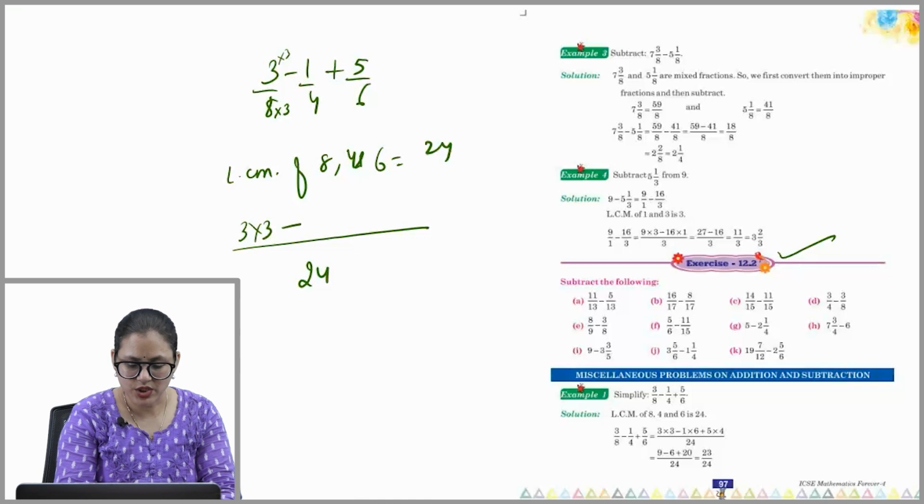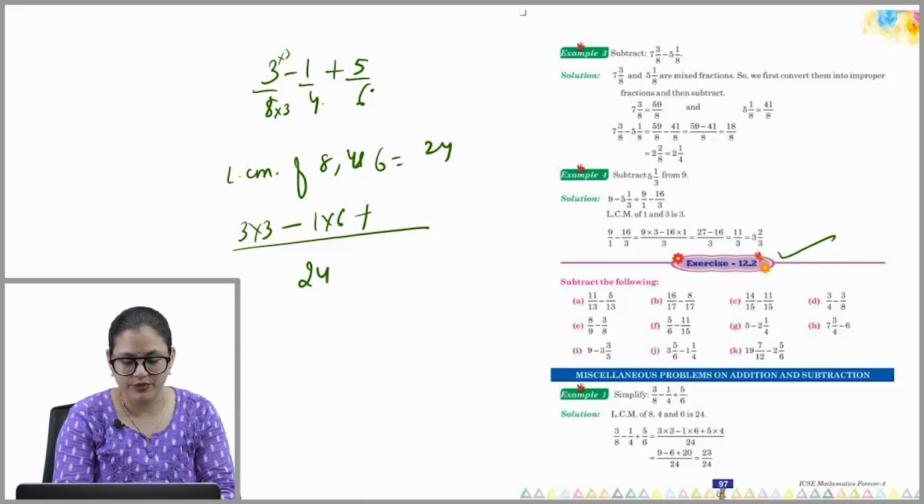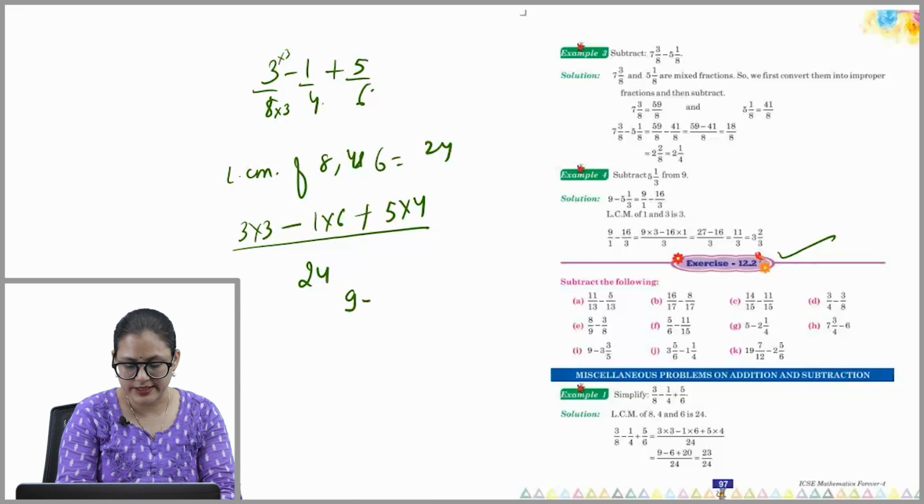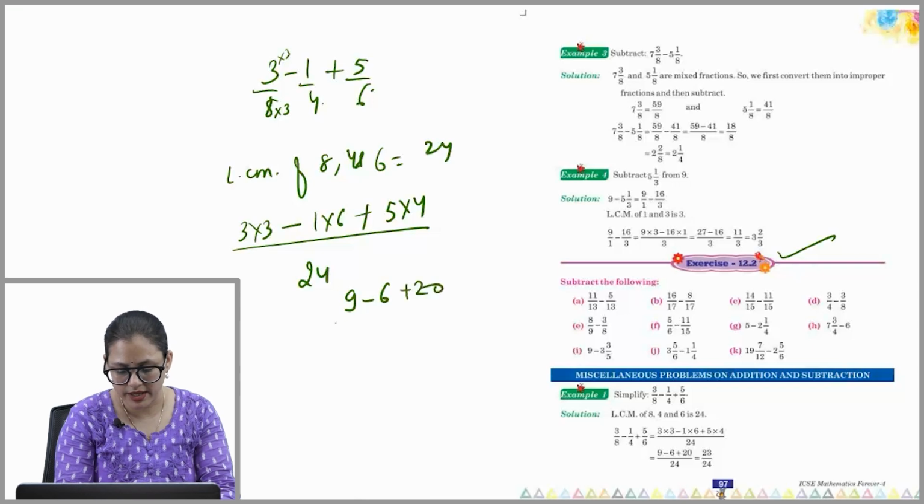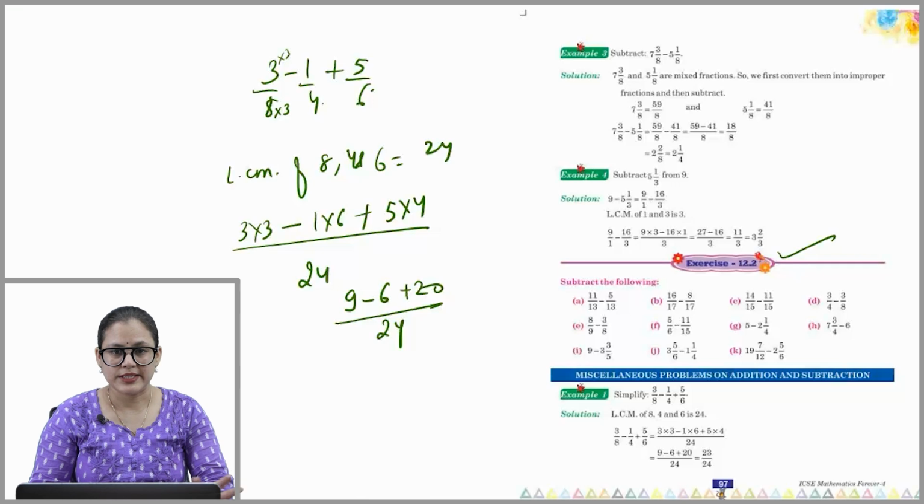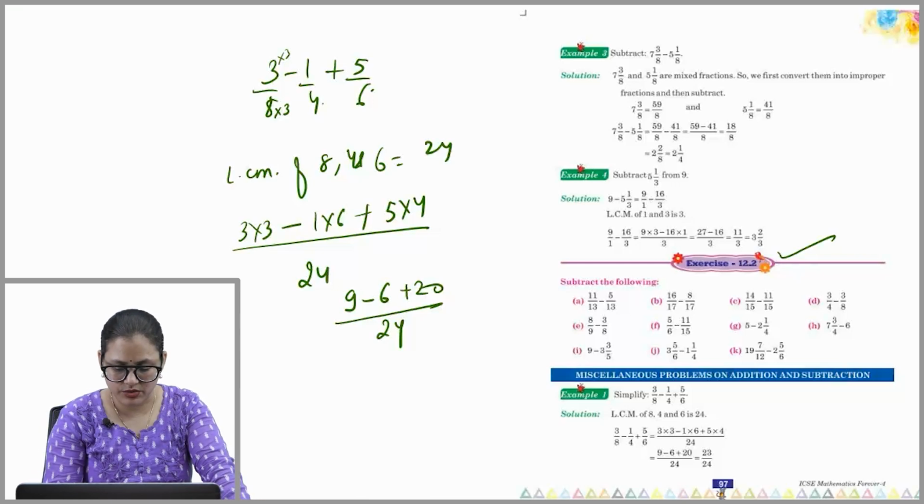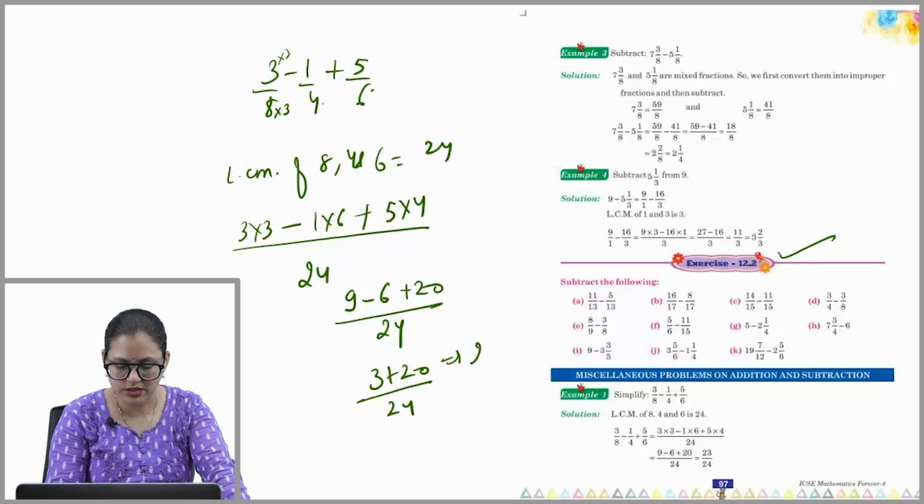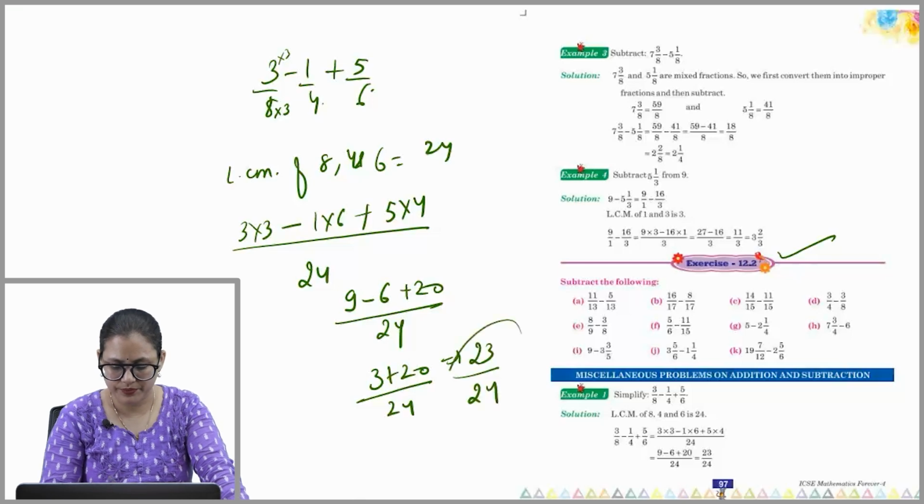Minus. To make it 24, you will multiply 4 by 6, then 1 into 6 plus. To make it 24, you will multiply by 4 and you will also multiply 5 by 4. 3 3s are 9 minus 6 plus 20 by 24. Okay. Now, what will you do? See, 9 minus 6 is 3 plus 20 by 24. You will get 23 by 24.